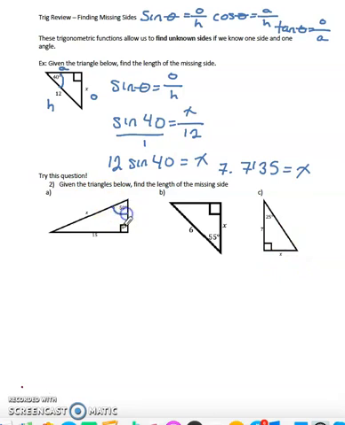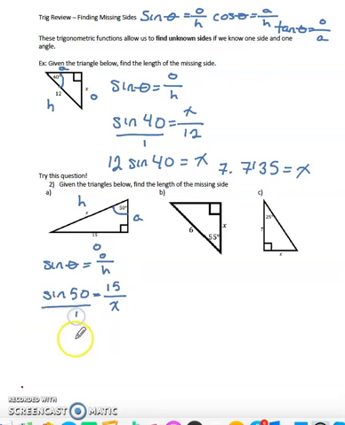Here's 50 degrees. This is our hypotenuse, opposite, adjacent. So again, we're comparing opposite and hypotenuse, but this time we're looking for our hypotenuse and we know the opposite. So let's see how that is a little bit different. Again, we have sine of theta is opposite over hypotenuse. Theta is 50 degrees. So the sine of 50 is opposite, which is 15, over our hypotenuse, which is x.